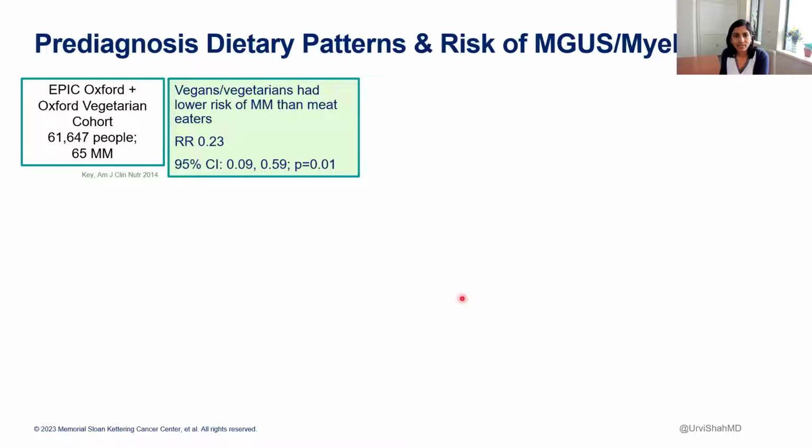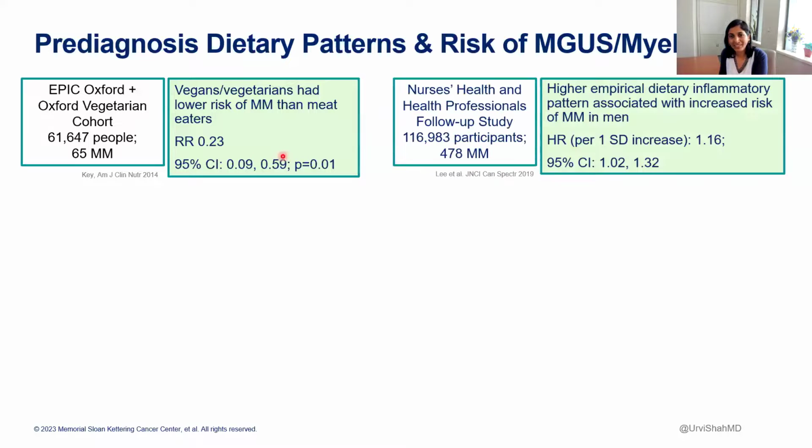When we looked at myeloma, and some of this data I'm showing you in the context of myeloma, but there are studies like this in other blood cancers too. In this cohort from the UK, remember myeloma is rare, so there were only 65 patients out of the 60,000 who developed myeloma, but the vegans and vegetarians had a 77% lower risk of myeloma than meat eaters. So when it's 0.23, that means a 77% lower risk. Now, this is a small study in terms of the number of cases, so we have to take that number with a grain of salt and understand there could be some error, but at the same time, the direction of the association is important. Similarly, with inflammatory diets, we are seeing that more inflammation is associated with an increased risk of cancer.